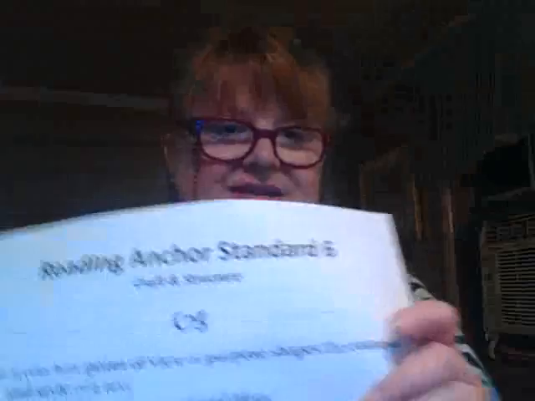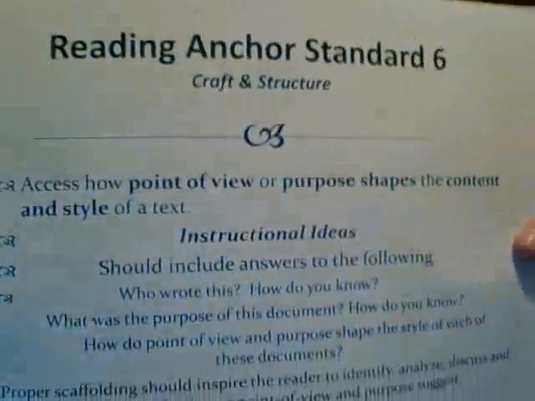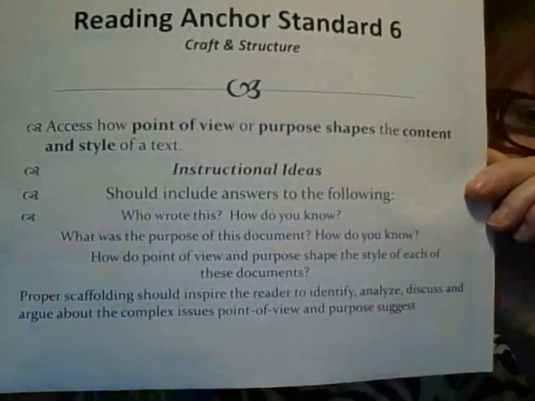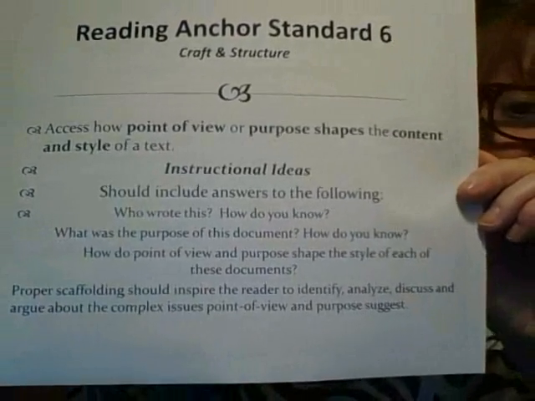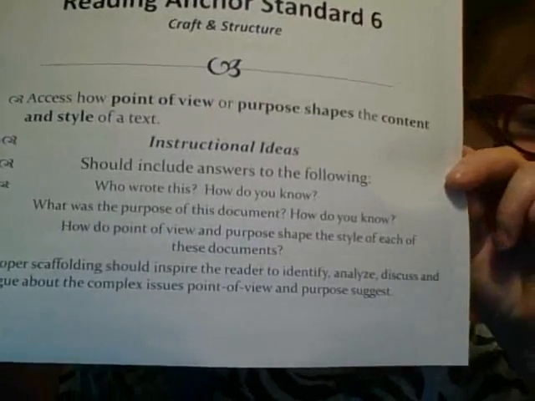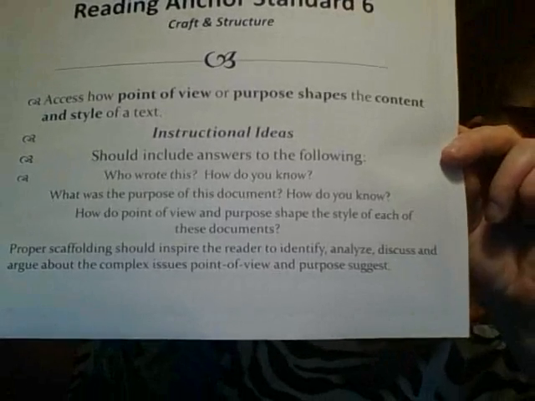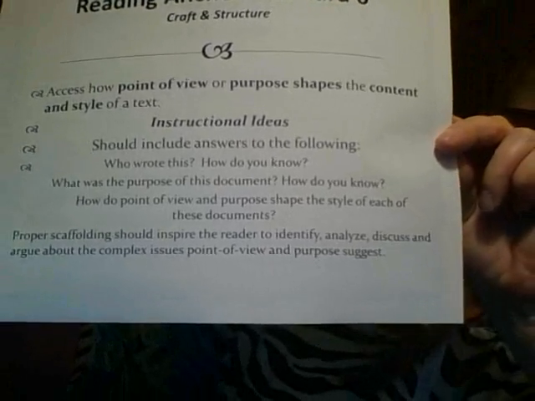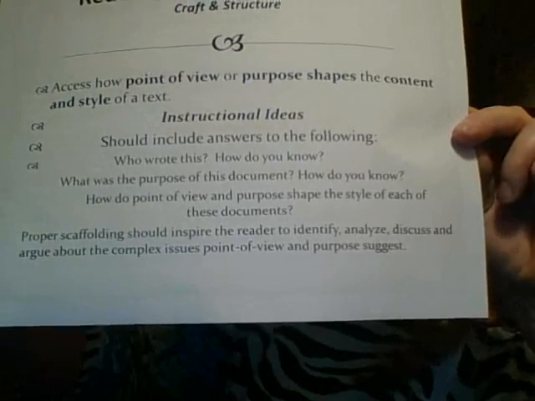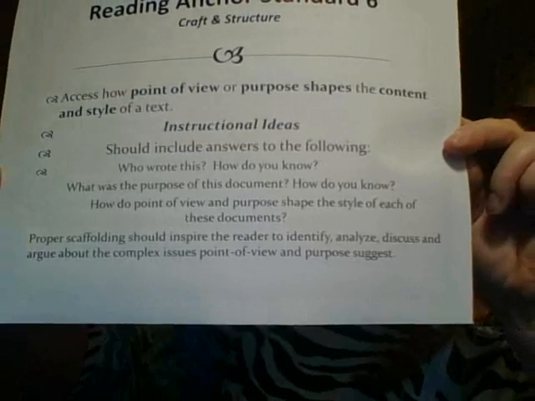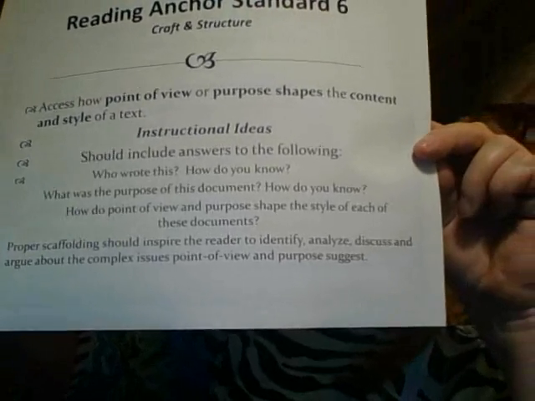Here's reading anchor 6. This is under craft and structure. Assess how point of view or purpose shapes the content and style of a text. Instructional ideas should include answers to the following. Who wrote it? How do you know? What's the purpose of this document? How do you know? How do point of view and purpose shape the style of each of these documents? And proper scaffolding should inspire the reader to identify, analyze, discuss, and argue about the complex issues point of view and purpose suggest. So that was standard 6 under craft and structure.